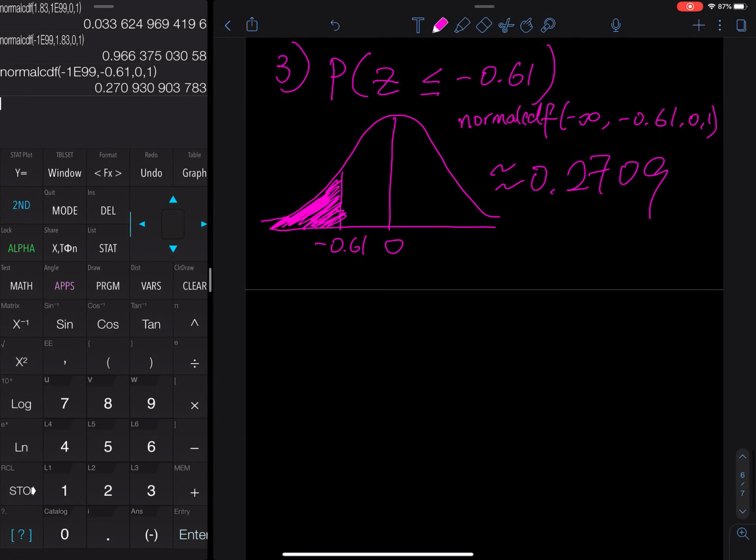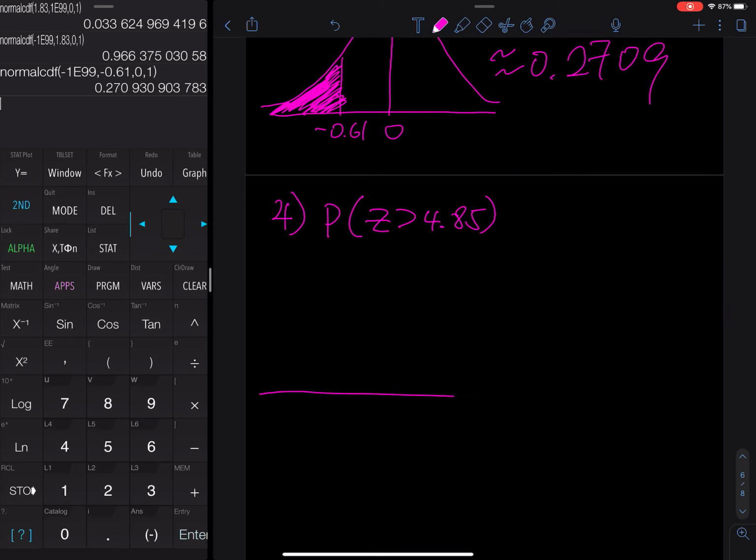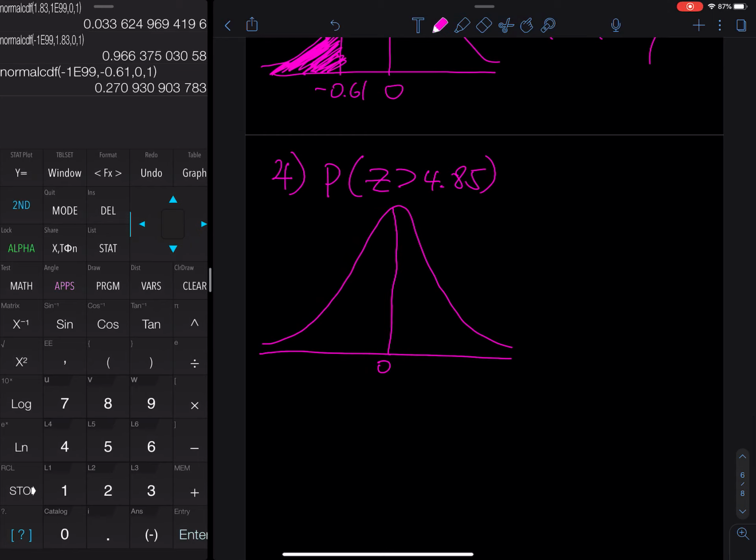And then number 4, probability that C is greater than 4.85. Okay, 4.85. Where is 4.85 if you make the scale accurate? So 3 standard deviations covers almost the entire area, right? So 3 covers, you have 4.85. 4.85 is like right there. The area is so tiny.